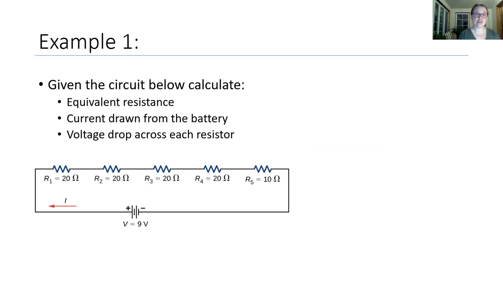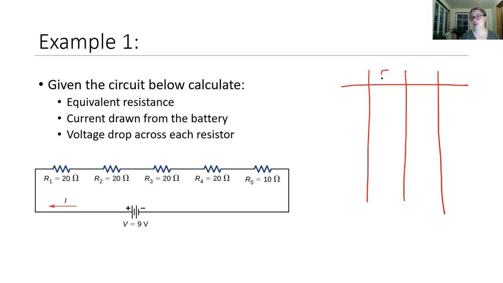All right, so given the circuit below, I want you to calculate the equivalent resistance, the current drawn from the battery, and the voltage across each resistor. So when I calculate these ones, and you'll notice in the worksheet that I've posted, I've got a chart. It's got 3 columns in it. I guess I should say 4 columns.